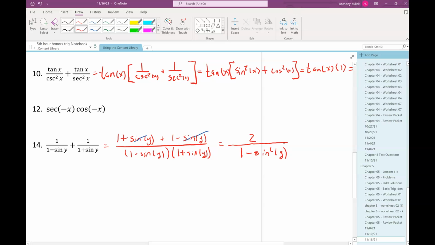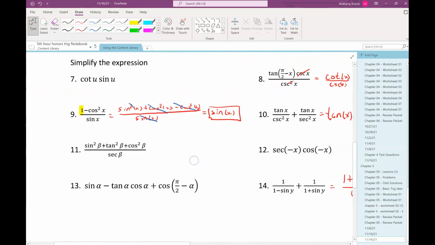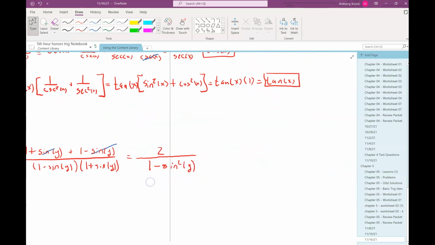you're going to have 2 over 1 minus sine squared. And notice that this is quite similar to the numerator from 9, where I had 1 minus cosine squared. I'm going to do that same trick by substituting the 1 for sine squared plus cosine squared.